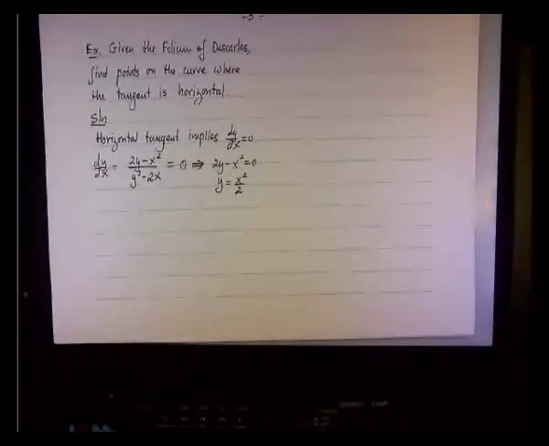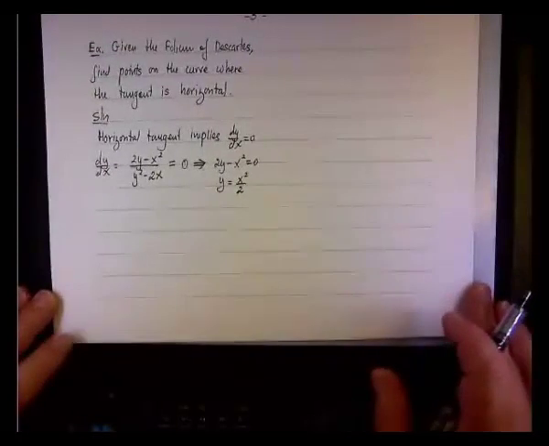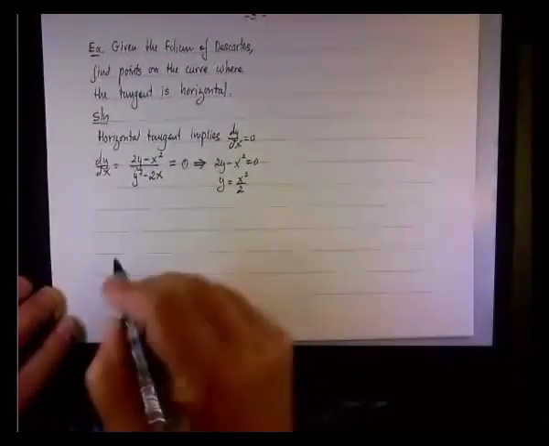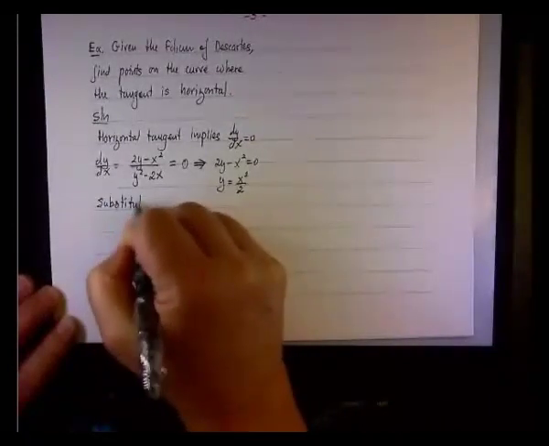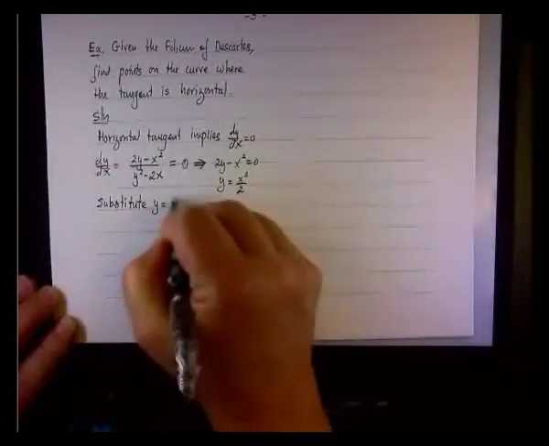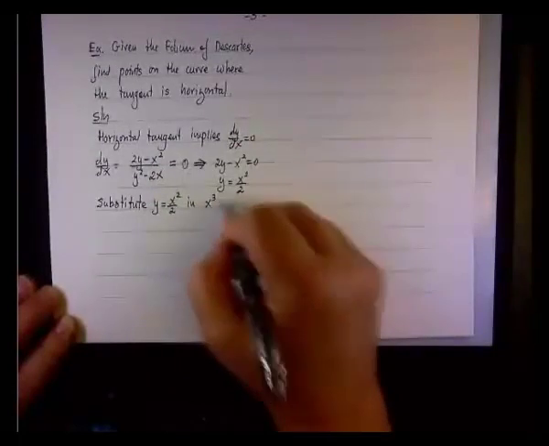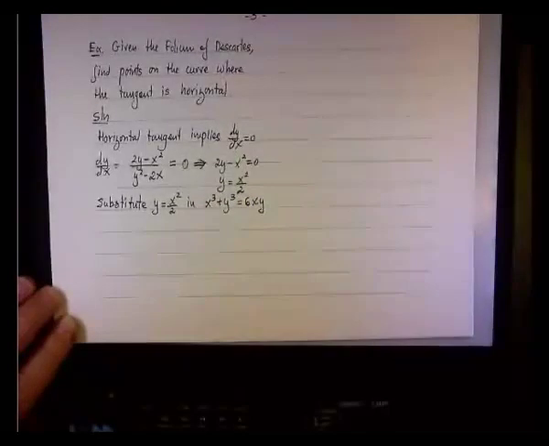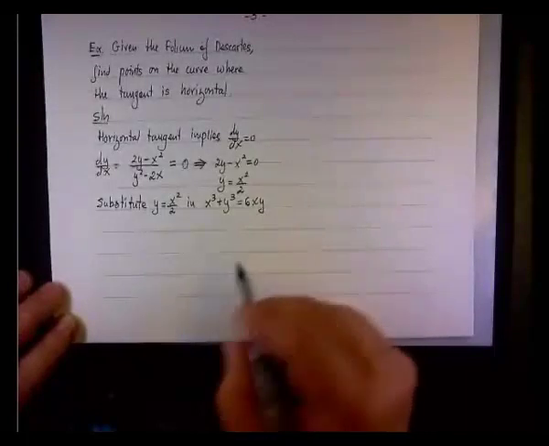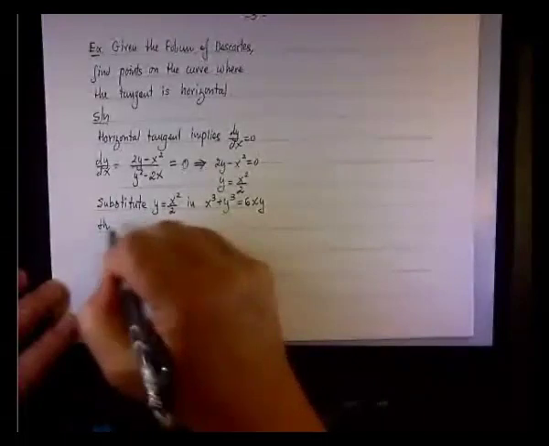And this is something that is typical when it comes to dealing with curves that are relations, with implicit equations. So what we're going to do now is substitute y equals x squared over 2 in the original equation, x cubed plus y cubed equals 6xy. And now we're going to solve for x, and once we solve for x, we can get y out of it.